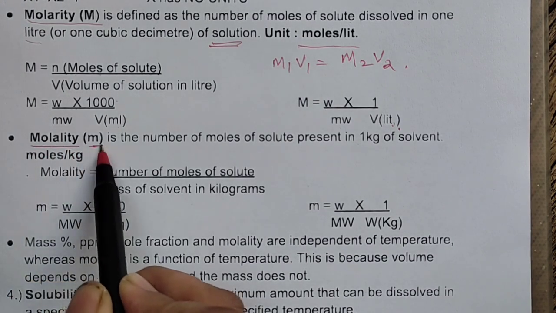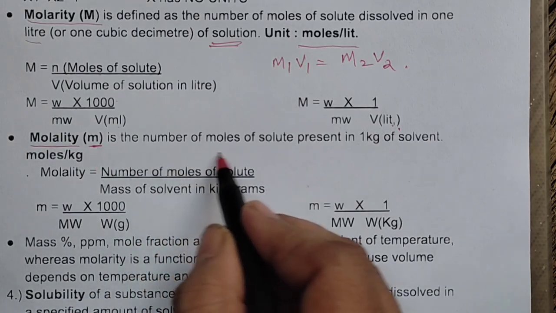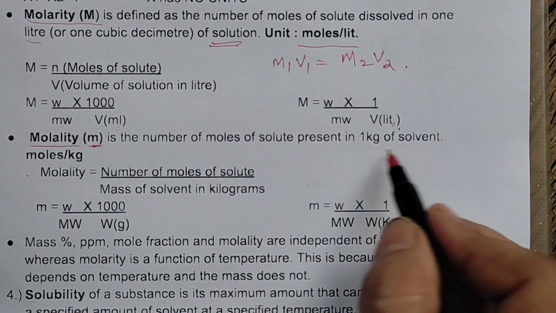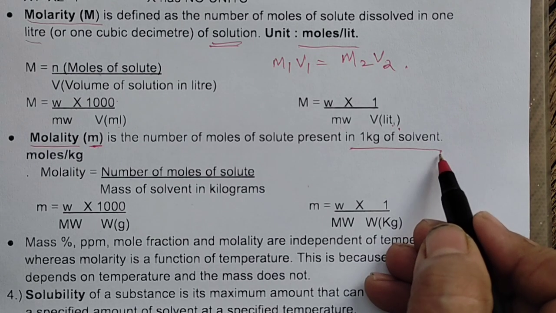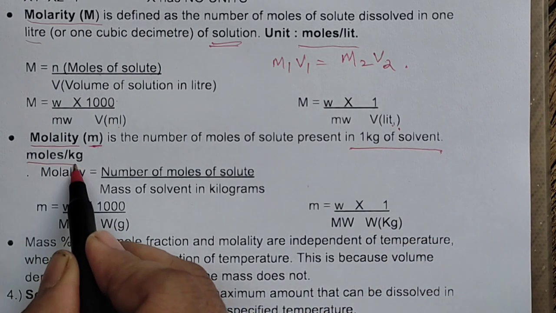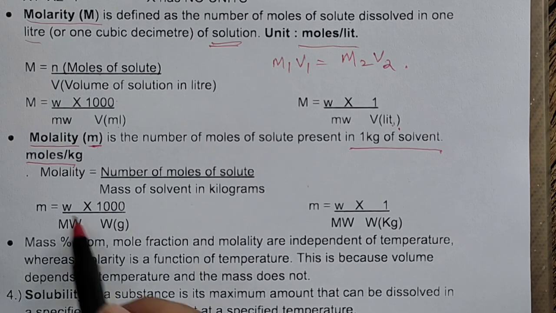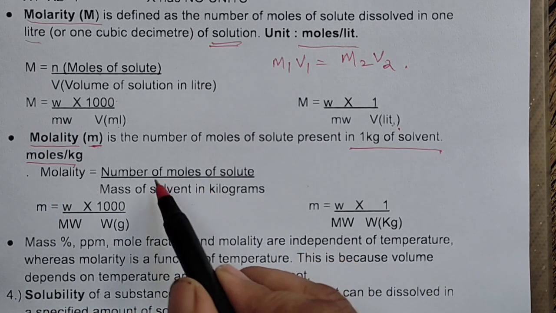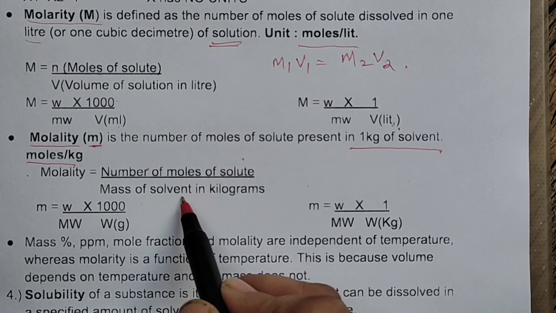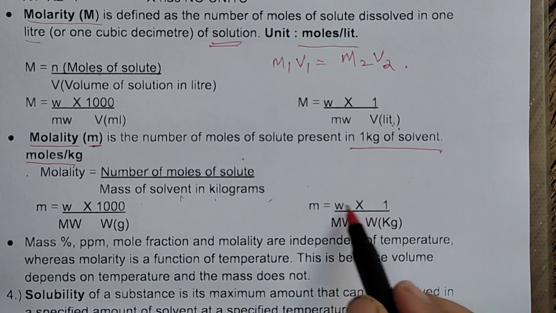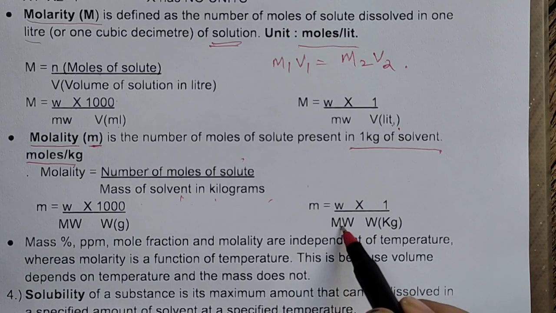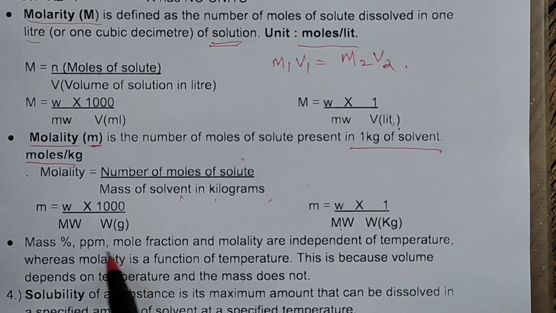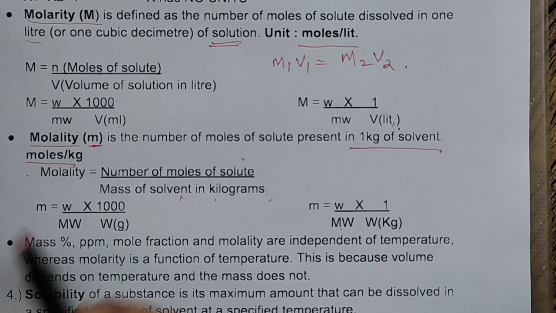Molality symbol is small m. It's defined as number of moles of the solute present in 1 kg of the solvent. Here you talk about weight of the solvent. It's 1 kg of solvent. And the unit for molality is moles per kg. The molality can be written as number of moles of the solute by mass of solvent in kilograms. So if it is given in kilograms, you will be writing directly weight by molecular weight is moles into 1 by weight in kg. In case it's given in grams, you'll divide by 1000 and calculate the molality.